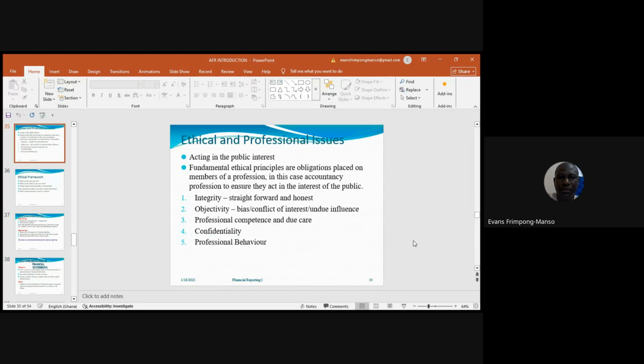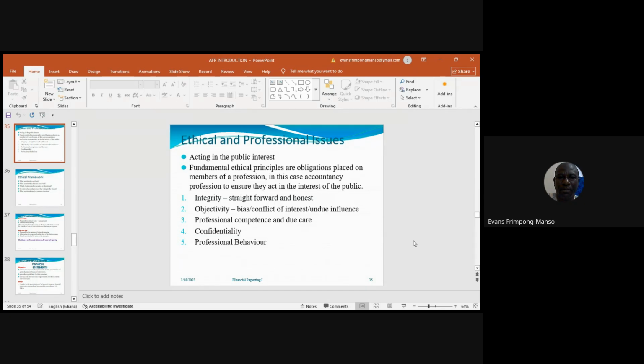Then we have the principle of objectivity. When you say you are objective, the accountant is not being biased. The accountant does not have what you call conflict of interest. And the accountant has not been influenced by any higher authority. That's what we call undue influence. That is what is meant by objectivity. Being faithful, not biased, not having conflict of interest, and not unduly influenced.